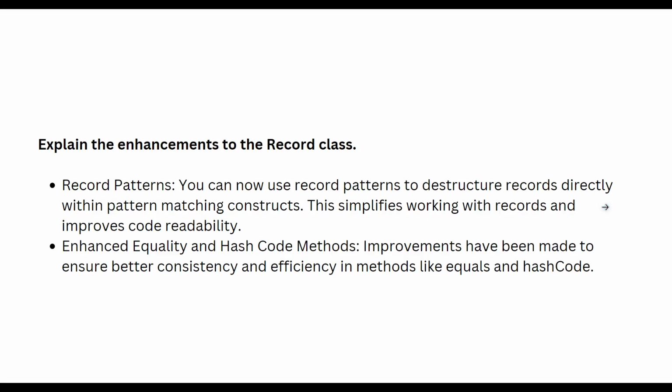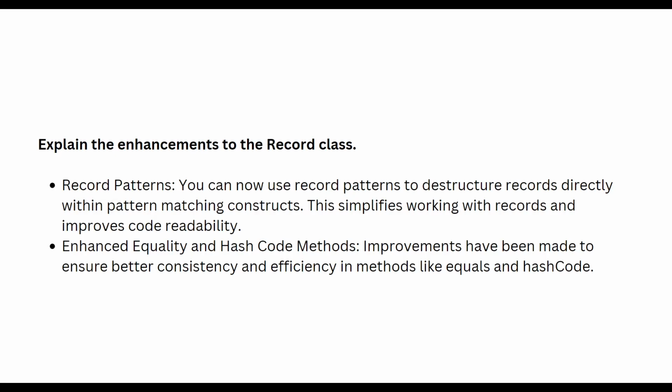The next question is: explain the enhancements to record class. This we have talked about in brief, and we are going to take a look at code also, but theoretically we got two things: record patterns, and enhanced equality and hash code methods. With record patterns we can now destructure records directly within pattern matching constructs. This simplifies working with records and improves code readability. With enhanced equality and hash code methods, we get improvements to ensure better consistency and efficiency in methods like equals and hash code.